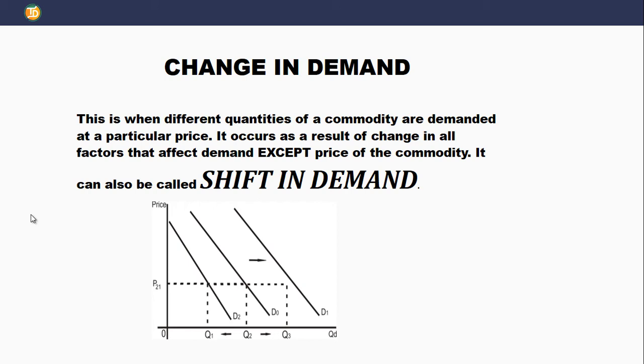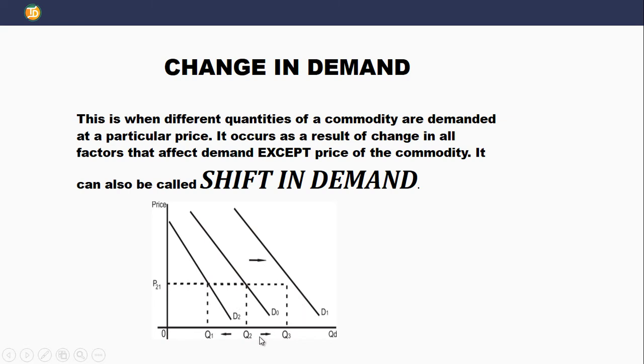So another name for change in demand is shift in demand. Take a look at the diagram. As you can see in the diagram, we have just one price, price 2. At price 2, we have quantity 1, quantity 2, and quantity 3. At price 2, the first quantity is quantity 2, all right? Then the quantity reduced to quantity 1. At the same price, the quantity increased to quantity 3.